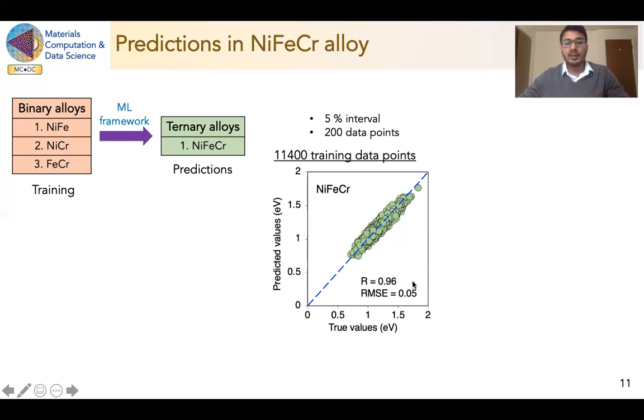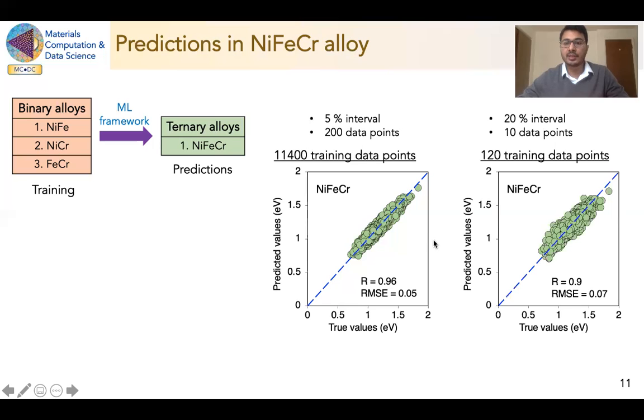Now, 11,400 calculations with DFT, it's not practical. So we systematically reduced the size of our training data set, and we came down to only 120 training data points, meaning we are only considering the compositions at 20% interval and only 10 data points from each binary composition. And here also you can see that the predictions are very accurate with the high R, which is 0.9, and RMSE is 0.07.